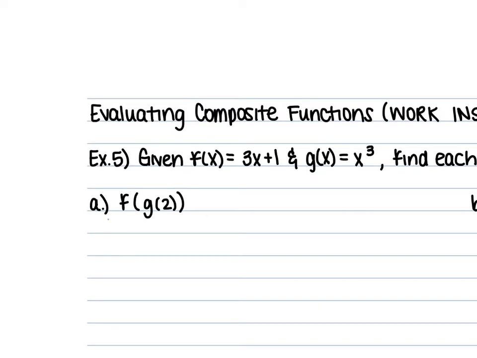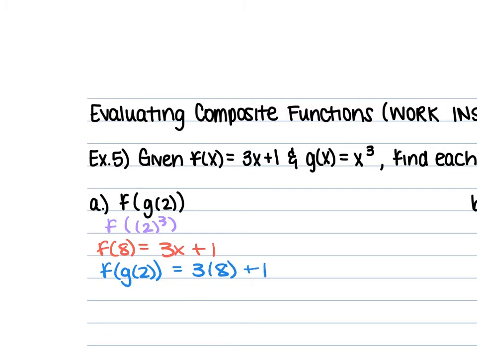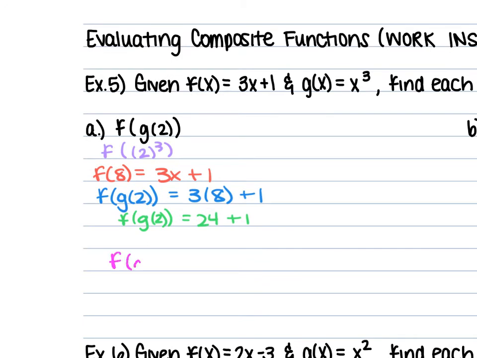So this is going to be f of g of x, where g of x is x cubed. So that's going to be 2 cubed, which is 8. So then find f of 8. So plug that in to the 3x plus 1. So this is going to be f of g of 2 is equal to 3 times 8 plus 1. 3 times 8 is 24. 24 plus 1 is going to give us f of g of 2 is equal to 25.